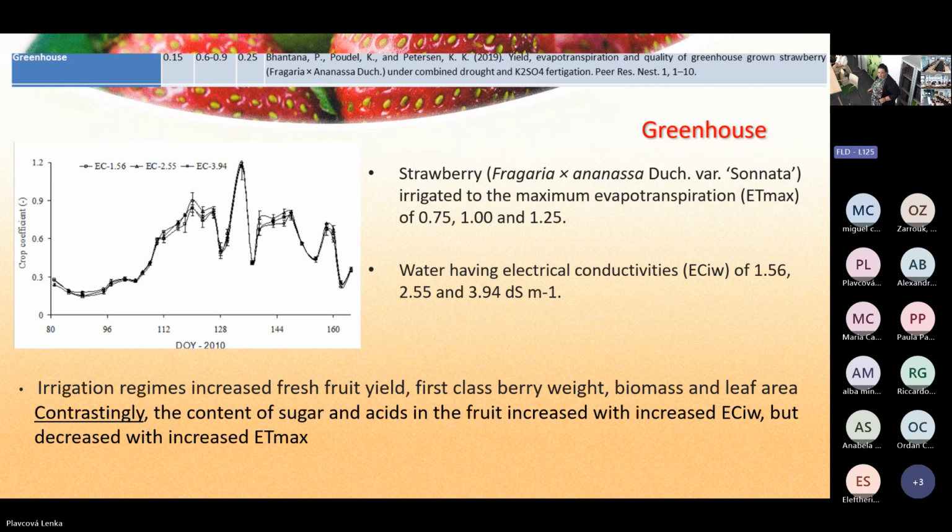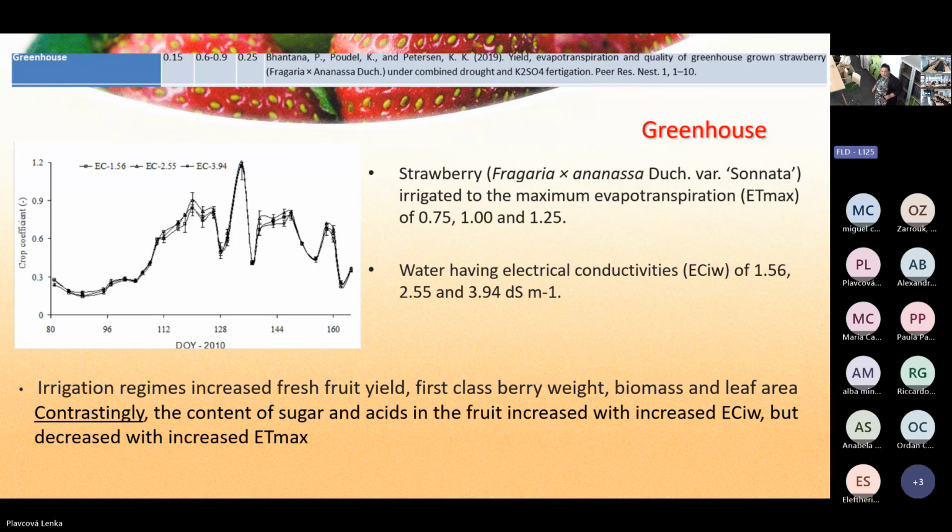So it's work from the greenhouse, and he was optimizing the irrigation, taking into account different strategies for electrical conductivity. He found that of course irrigation regimes increase the fresh fruit yield, berry class, biomass, and leaf area, but the content of sugar and acid increased with increased electrical conductivity, but decreased with evapotranspiration. And here are the crop coefficients from the greenhouse that he used.